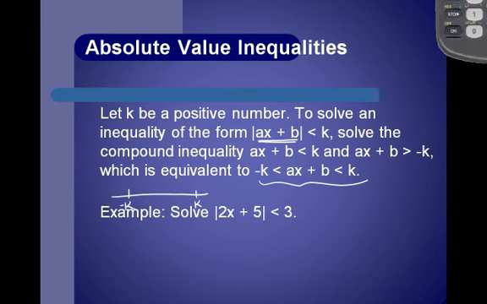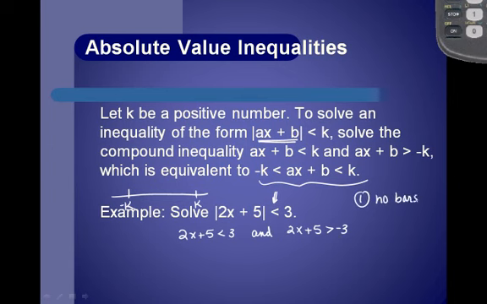Let's do one of these examples. Solve the inequality: the absolute value of 2x plus 5 is less than 3. Well, absolute value is less than 3, which means the distance between 2x plus 5 and 0 is less than 3. So what we've got is 2x plus 5 is less than 3, and 2x plus 5 is greater than -3.